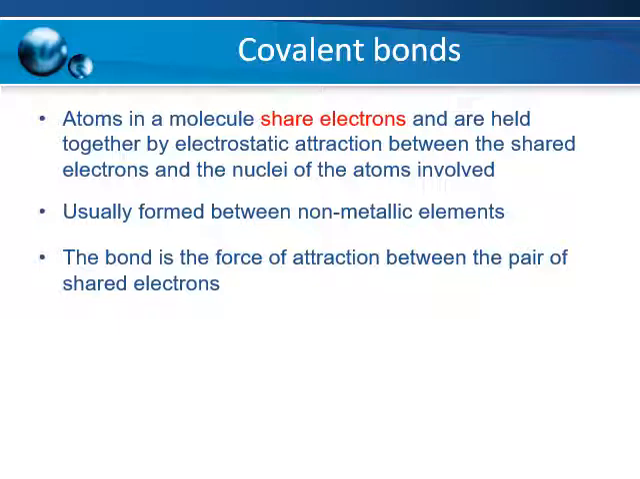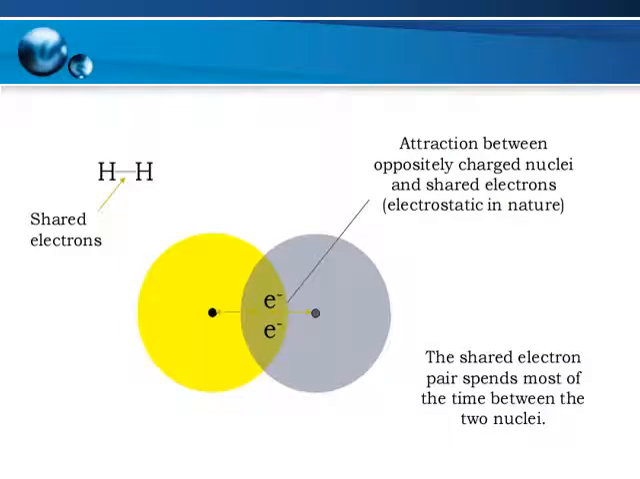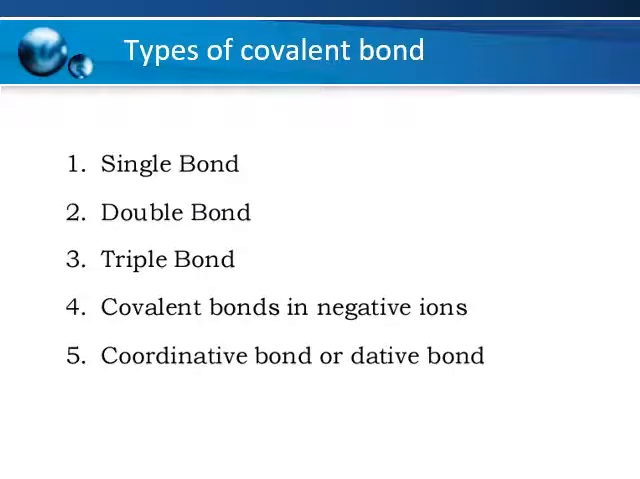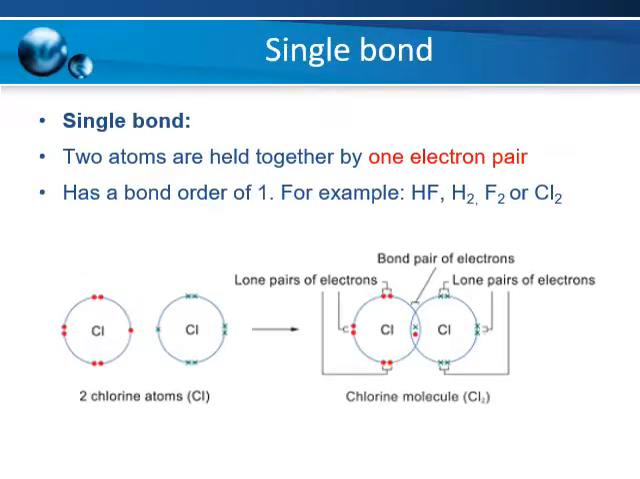Covalent, they share the electrons. From non-metals, and hydrogen is considered a non-metal, they share the electron with another. From covalent bond, it can form single bond, double bond, triple bond, covalent bond in negative ion, and also can form the coordinate bond or dative. Single bond, for example, Cl and Cl, H and C, H and H, HF, fluorine and fluorine. So this is how they share electrons.